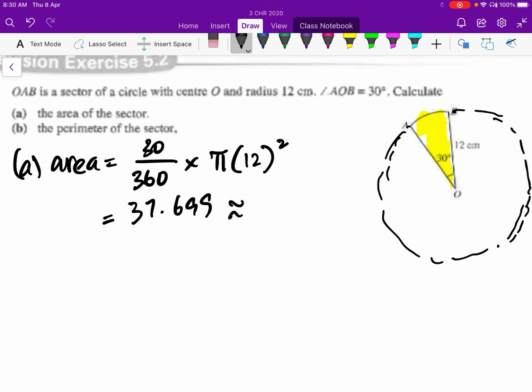37.699. So 37.7 square meters or square centimeters. So this is one way of doing it.